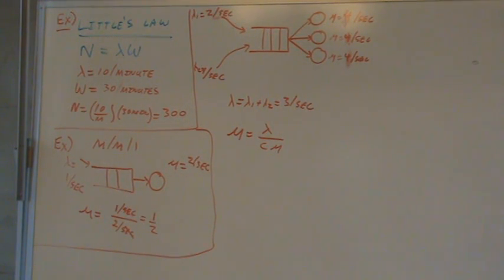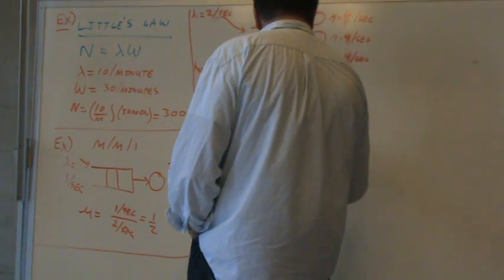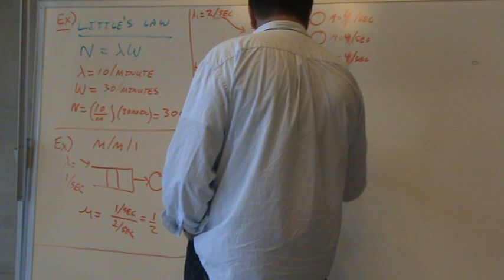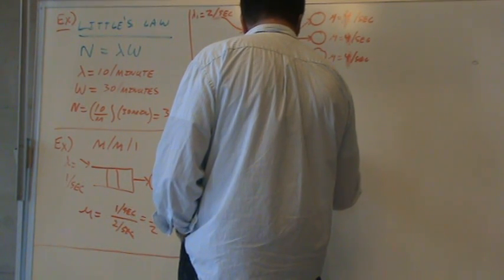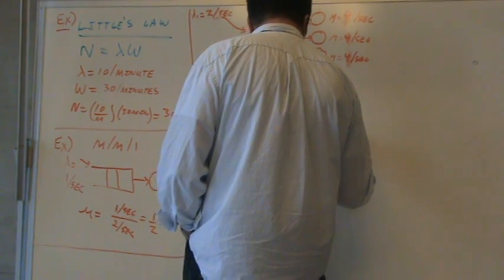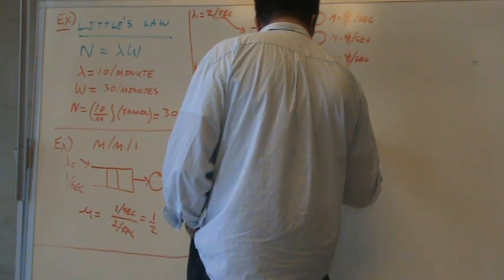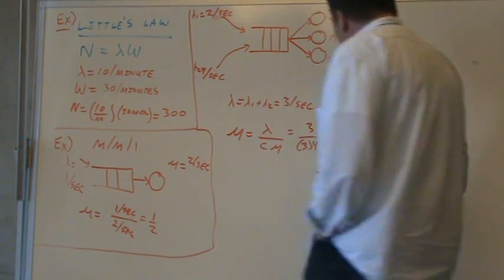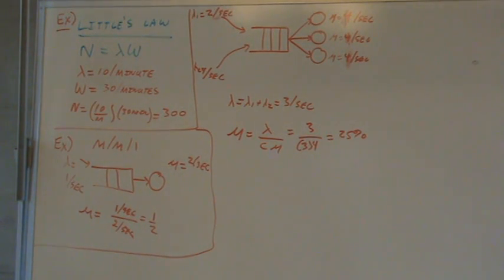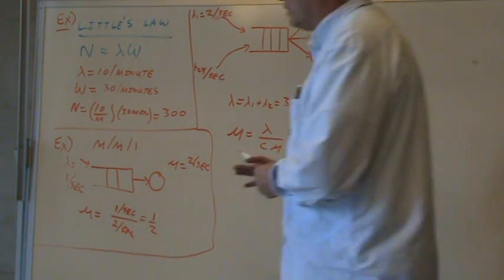So what percentage of the time would they, on average, be in use? 25%. Right, it would be 3 divided by 3 times 4 equals 25% of the time. So these would be, on average, in use 25% of the time. Okay. So you can kind of see where we're going with this.